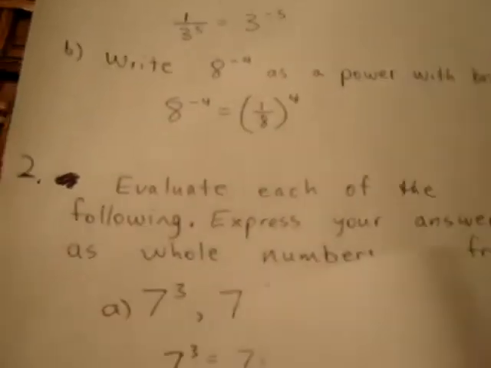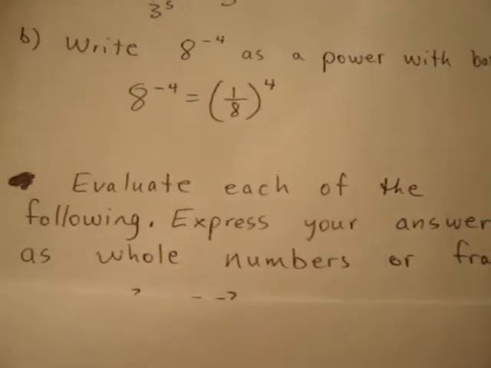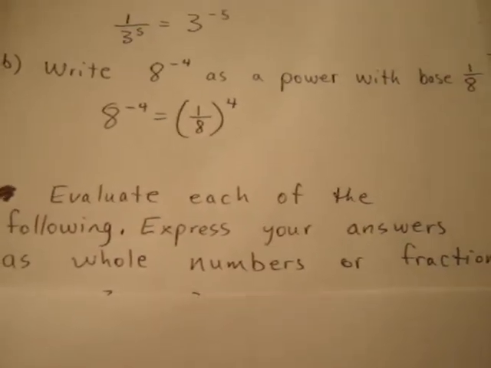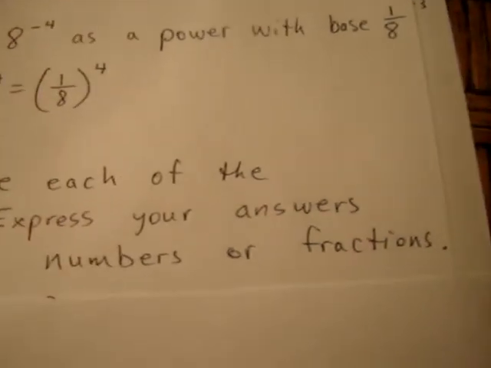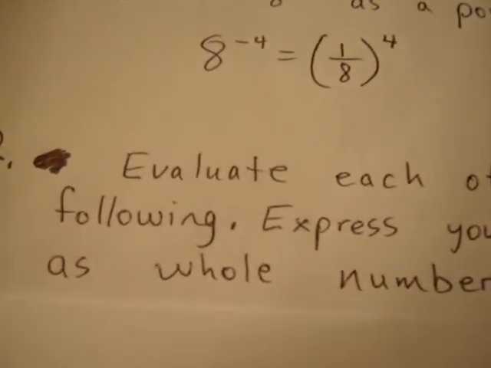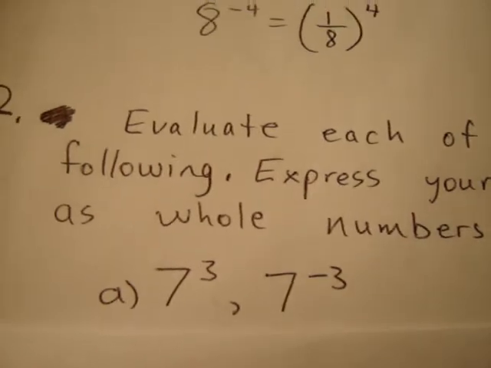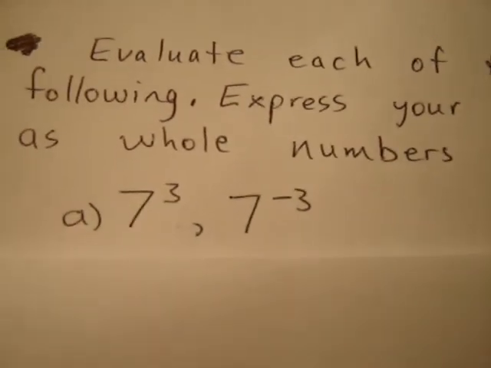Okay. The next question asks us to evaluate each of the following and to express our answer as a whole number or a fraction. In other words, we don't want to see any decimals here because that would show that it didn't really take thinking, you just knew how to use your calculator. So let's figure out what 7 to the 3 equals and what 7 to the negative 3 equals.